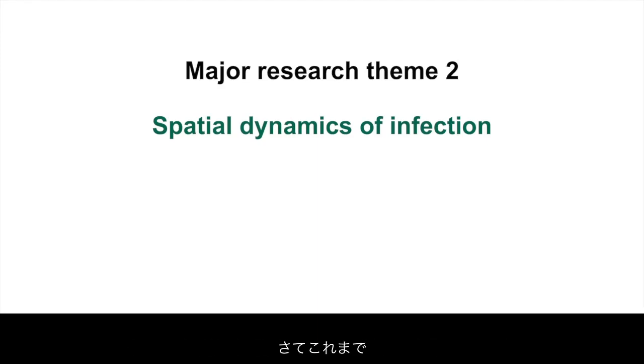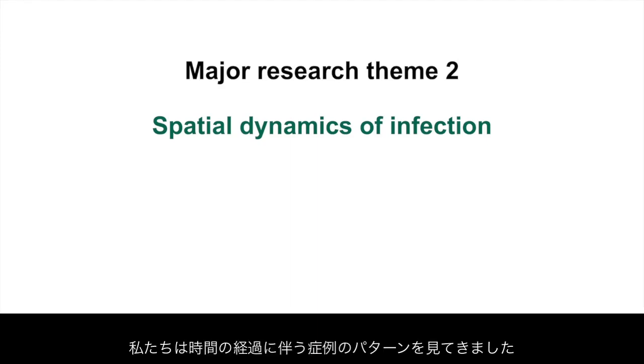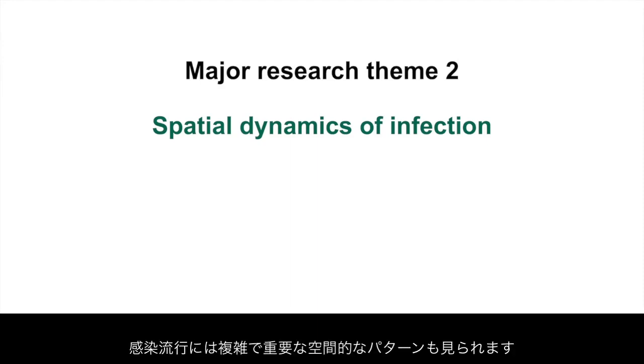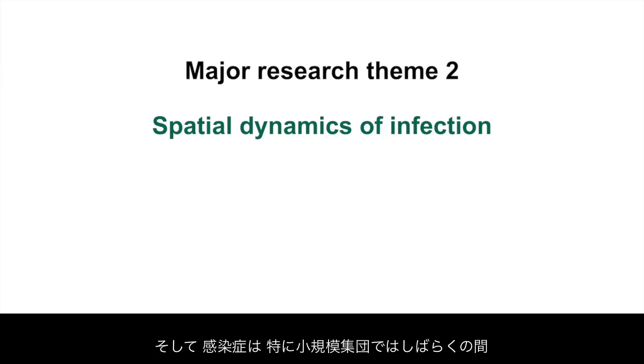So far, we've been looking at patterns of cases through time. But as we saw in the earlier animation, there are also rich and important spatial patterns in epidemics. That is, infections spread from place to place, and epidemics can become locally extinct for a while, especially in small populations.